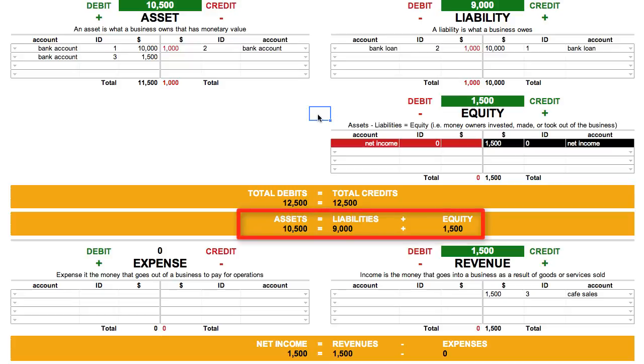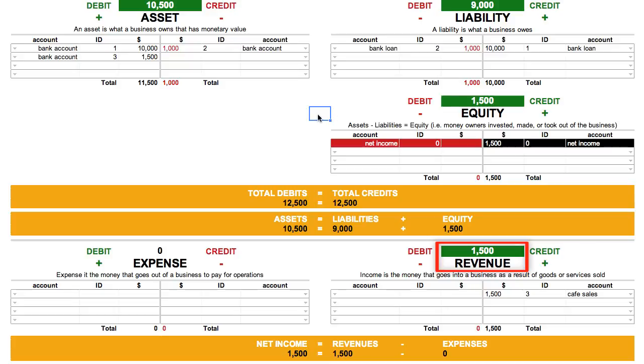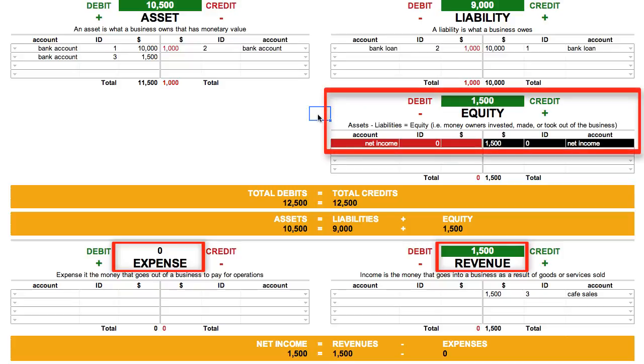Remember the accounting equation? Assets equal liabilities plus equity? Well, our assets increased by $1,500. So that means that our liability or equity had to have increased by $1,500 as well. Because our revenue increased by $1,500, so did our net income. This automatically increased our equity by $1,500. Anytime we adjust our revenue or expenses in the accounting equation cheat sheet, our equity is automatically adjusted.